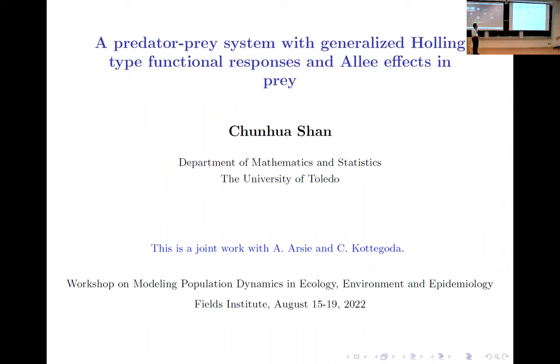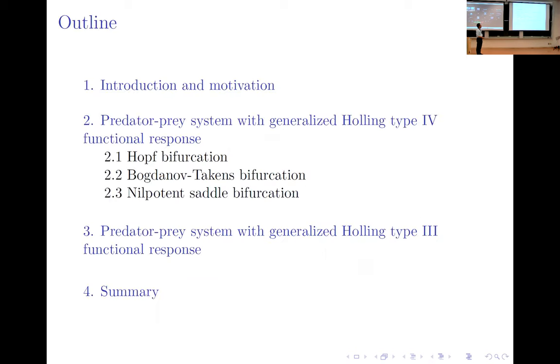So today I'm going to talk about the predator-prey system with generalized Holling type functional response and Allee effect. This is a joint work with my colleague and my former PhD student. Firstly, a very brief introduction and motivation, and then I will focus on the predator-prey system with Holling type 4 functional response. I may consider this talk as a supplement to Professor Zhu's talk. I will focus on the Hopf bifurcation and the nilpotent saddle bifurcation, because Professor Zhu has mentioned the nilpotent elliptical point bifurcation and bifurcation for the nilpotent focus. And then a short summary for the predator-prey system with Holling type 3 functional response. And lastly, the summary.